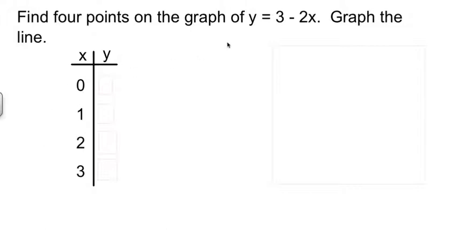If I plug 0 into the equation, 2 times 0 is 0, 3 minus 0 is 3. If I plug in 1, 2 times 1 is 2, 3 minus 2 is 1. If I plug in 2, I get negative 1. And if I plug in 3, I get negative 3. That gives me my 4 points: 0, 3; 1, 1; 2, negative 1; 3, negative 3.